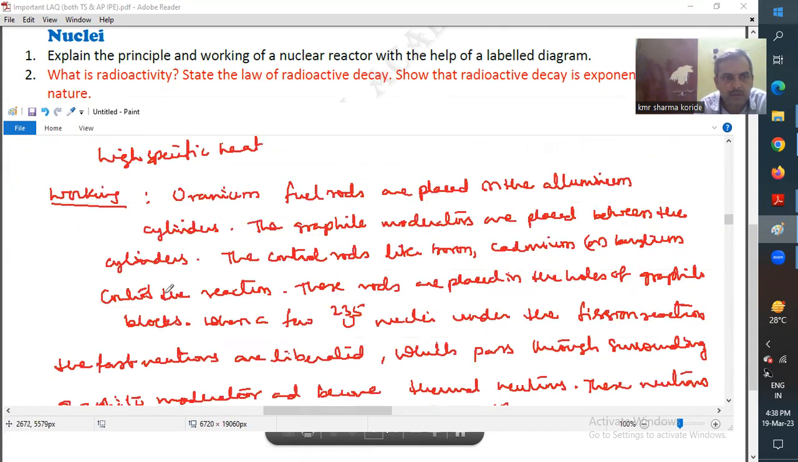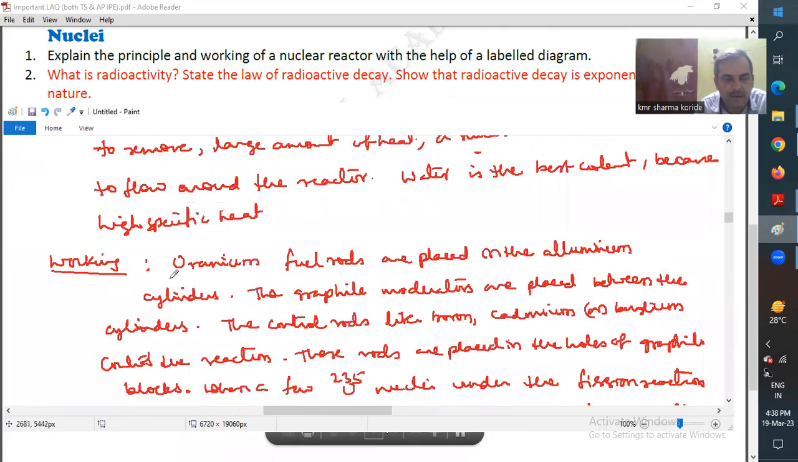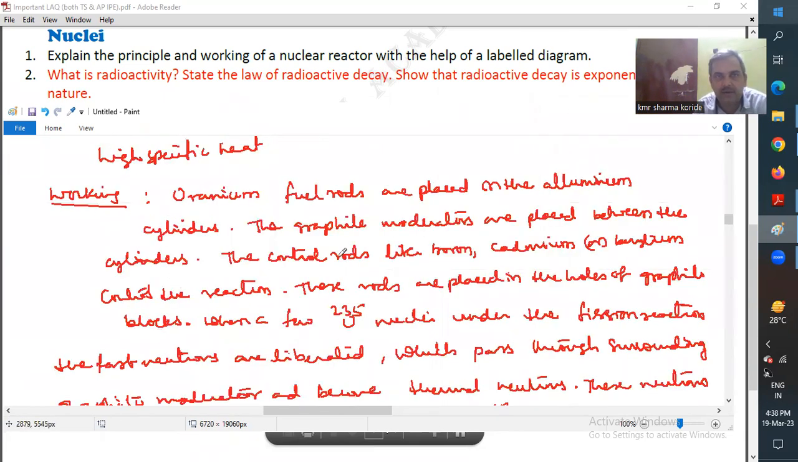So this is all about the description of the parts as well as working of nuclear reactor. In general, most of the question papers give numericals also in association with this question. The numerical session is already explained in the previous videos. And in the next video, I'll continue with the another answer, radioactivity.